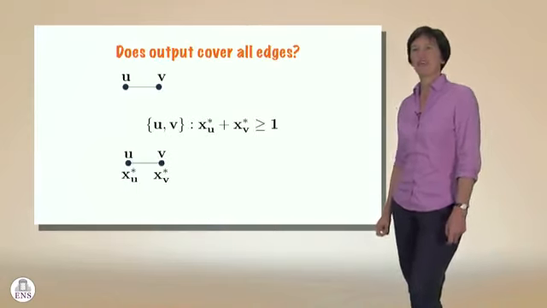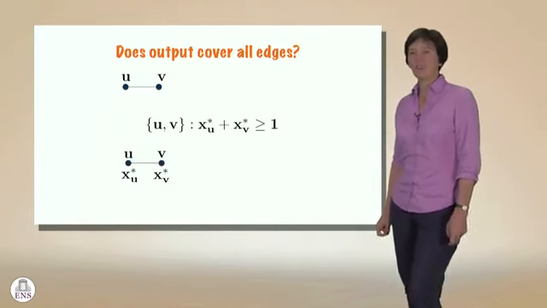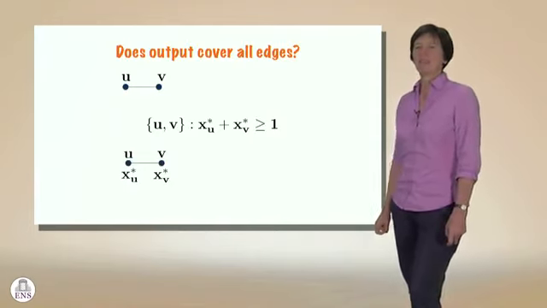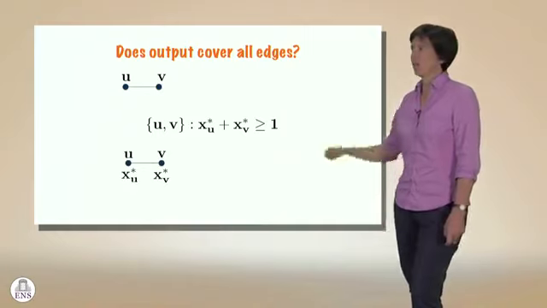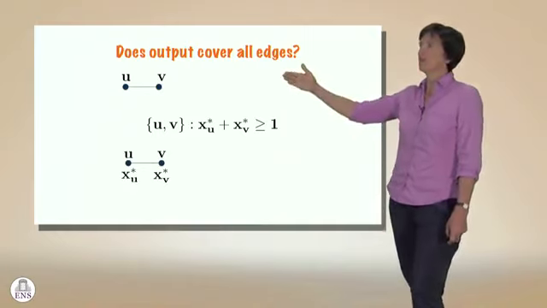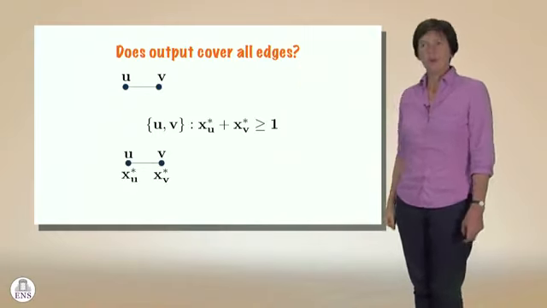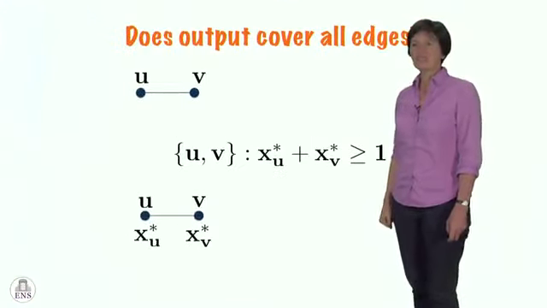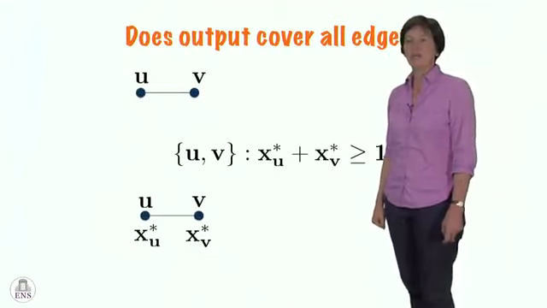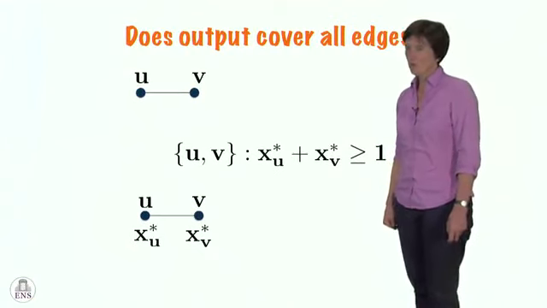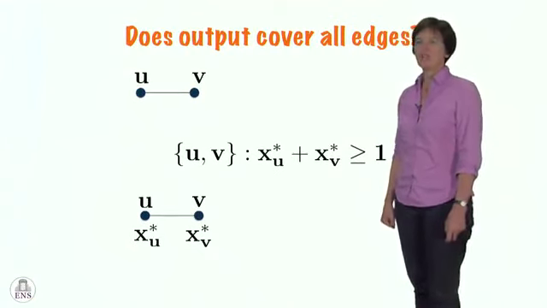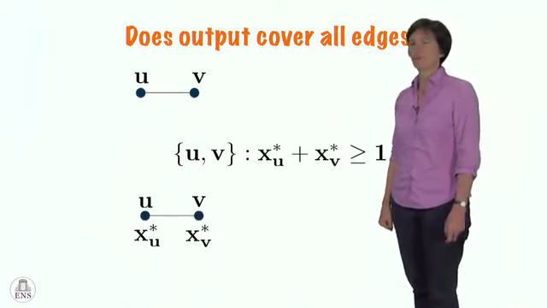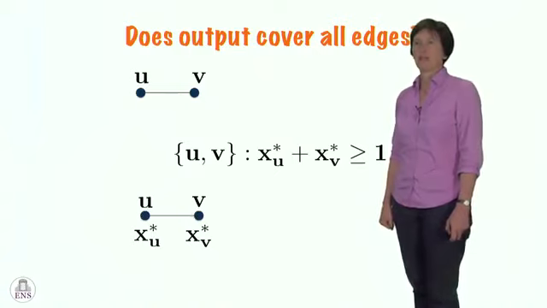Does the output cover all edges? Let's focus on one of them. Let's say that uv is an edge in the graph. What can we say about uv? We know that the linear program has an associated constraint, and that this constraint is satisfied by the LP solution. So what do we know? xu star plus xv star is at least 1. This is a fact from the algorithm. What can we infer from this?